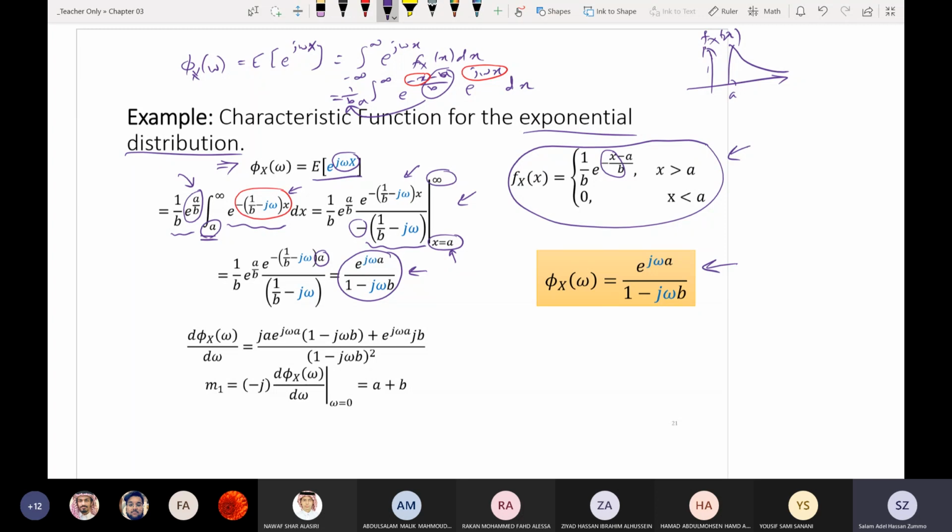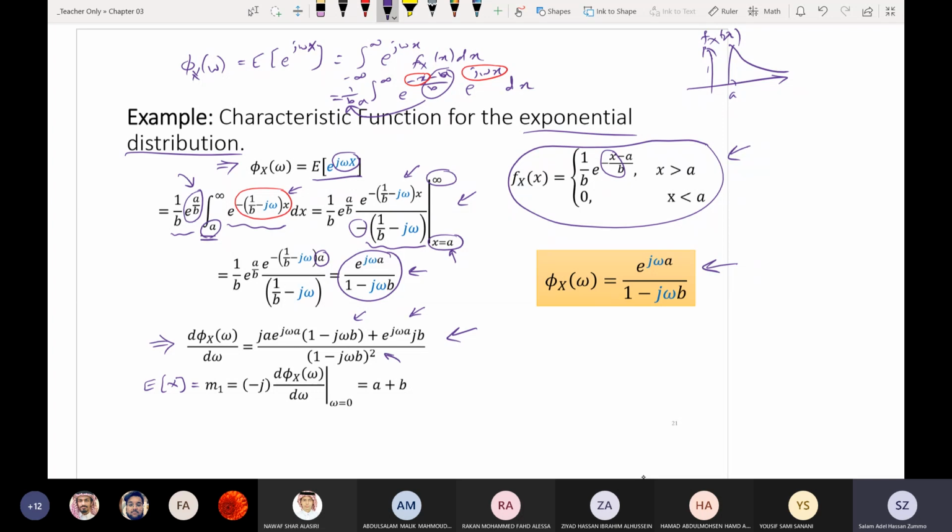Now in order to find the first moment, we simply differentiate the characteristic function once only, because we want the expected value of x to the power 1. So differentiating once, you get basically this expression. Simply, the derivative of a function with respect to omega is the derivative of the numerator multiplied by the denominator minus the derivative of the denominator multiplied by the numerator, divided by the denominator squared. Okay, and we get this function.